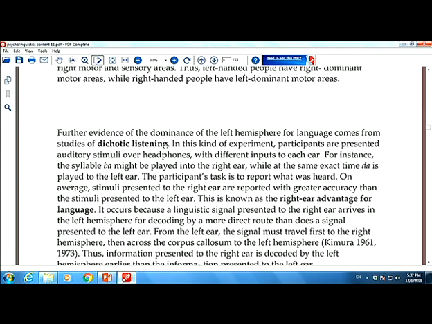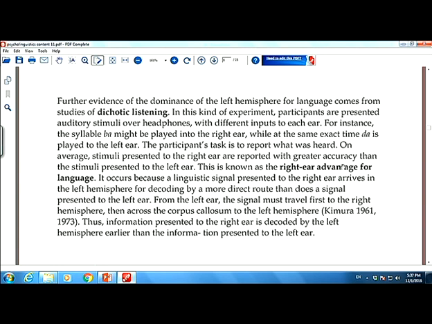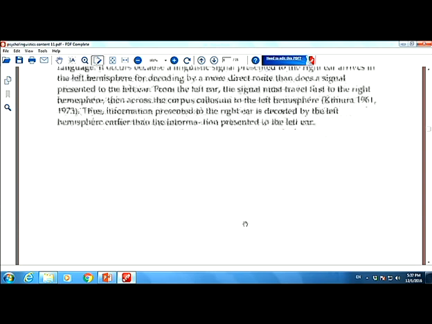And then in dichotic listening, we mentioned that we have a right ear advantage for language. Why do we have a right ear advantage? This is the reason. It's written in here. So I want you to know why we have a right ear advantage in dichotic listening experiments.